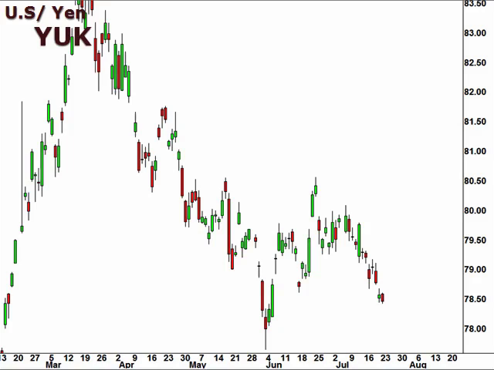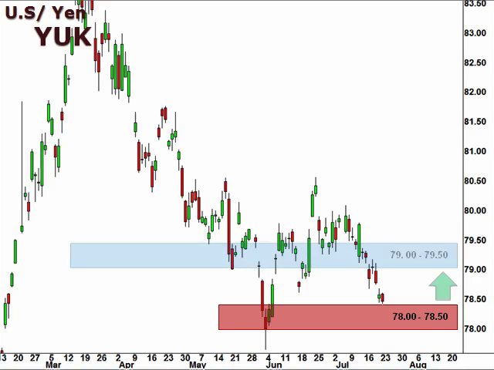Next up, the YUK, the US dollar versus the Japanese yen. The YUK spent last week trading lower to test support at the 78, 78.5 focal zone. While we are open to a continuation deeper into this zone, a bounce and subsequent reversal is likely to meet resistance at the 79, 79.5 level.